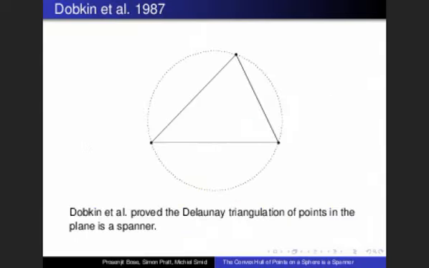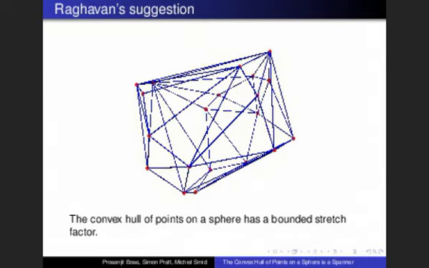In 1987, Dobkin et al. proved that the Delaunay triangulation of points in the plane is a spanner, and I'll get into exactly what that means shortly. And in their paper, they noted that Raghavan suggested that their result was a special case of the convex hull of points on a sphere also being a spanner.